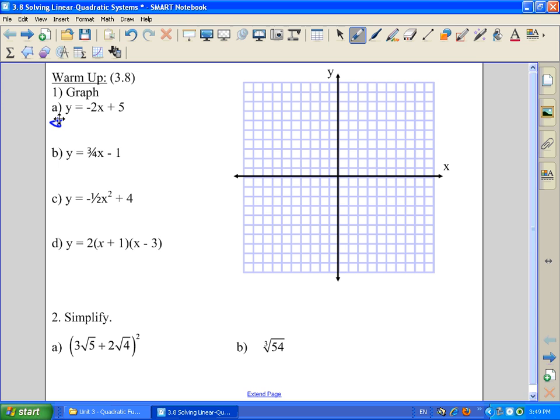Taking a look at that, ladies and gentlemen, we know that b equals 5 and m equals -2 over 1. So what we're going to do with that is start at 5, and we should put a little scale on our graph here, guys. Okay, just fix this up.